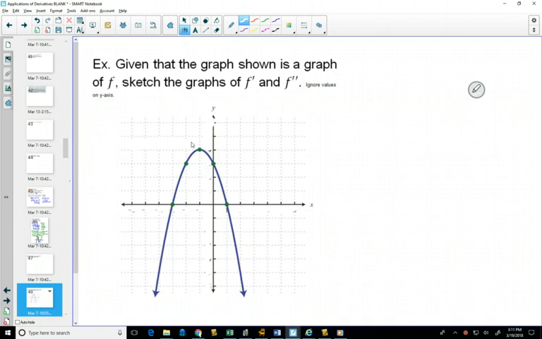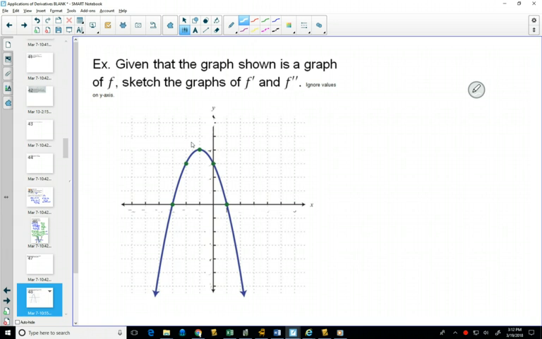It's a parabola facing down, and we want to sketch the graph of f prime, and we want to sketch the graph of f double prime. The reason the equation is sort of cheating for us is because if you have the equation, probably what you're going to do is just take the derivative, find out that it's something simple, and graph it. So we want to say, if I just had the graph, could I graph this as best as possible? How would I go about that?